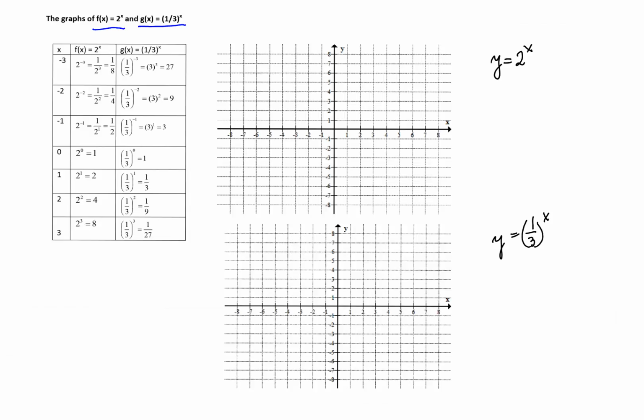For the function 2^x, we have the points (-3, 1/8), (-2, 1/4), (-1, 1/2), (0, 1), (1, 2), (2, 4), and (3, 8). The points form a nice pattern, so connecting them with a continuous curve, we get the graph of that function.